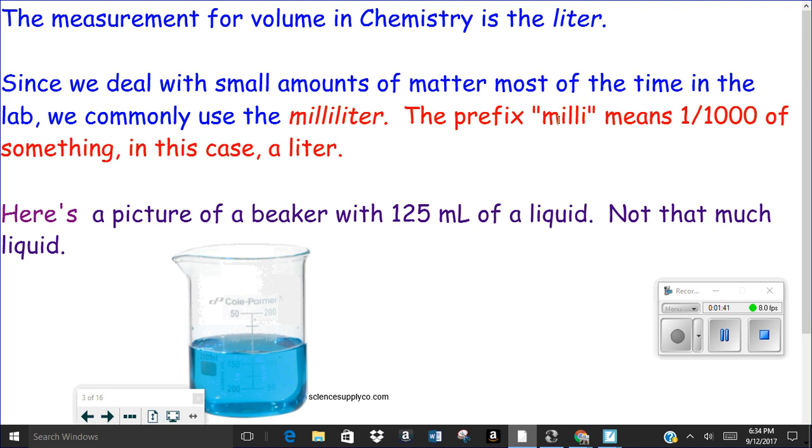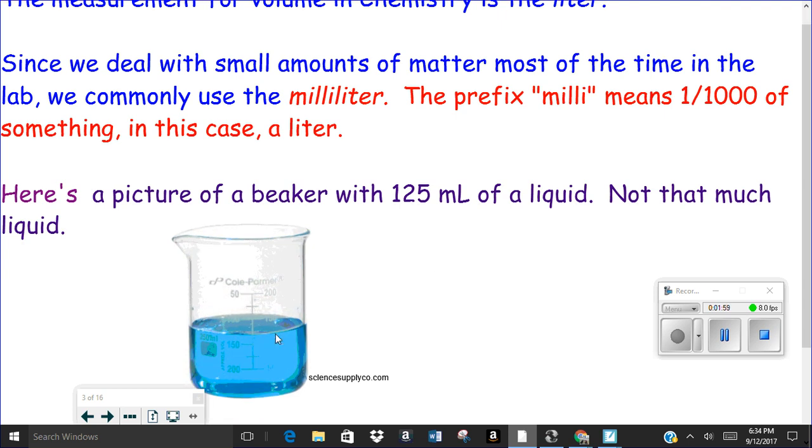The prefix milli means 1/1000th of something, therefore a milliliter is 1/1000th of a liter. Here's a picture of a beaker that contains 125 milliliters of a liquid in a 250 milliliter beaker. You notice that it's not a whole lot of liquid inside there, so really a milliliter is probably about the size of a quarter of a dice. It's really not that much. However, when we're talking about small amounts of liquid, we use the milliliter as a unit of measure.